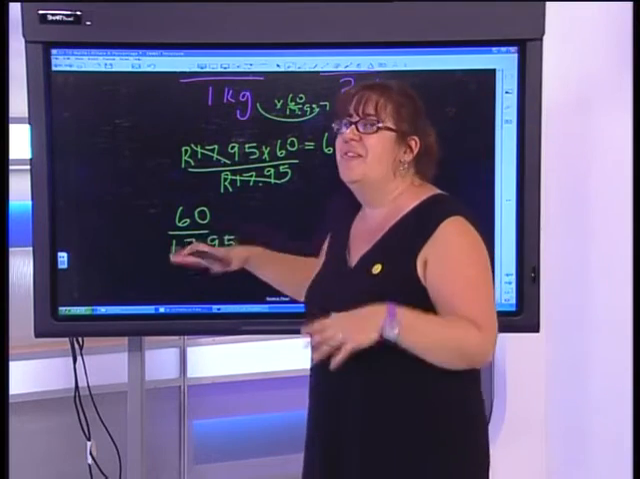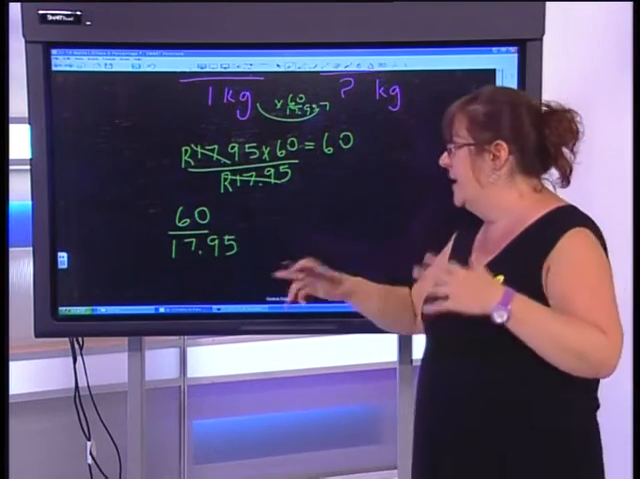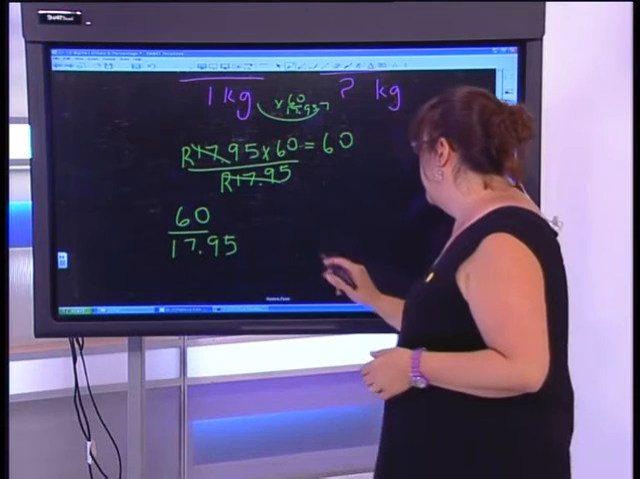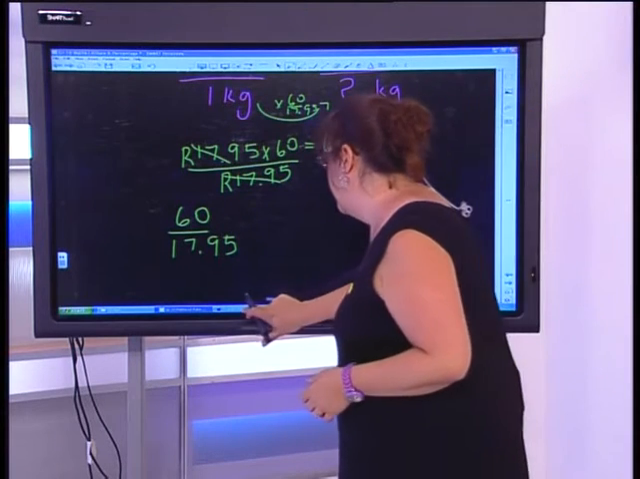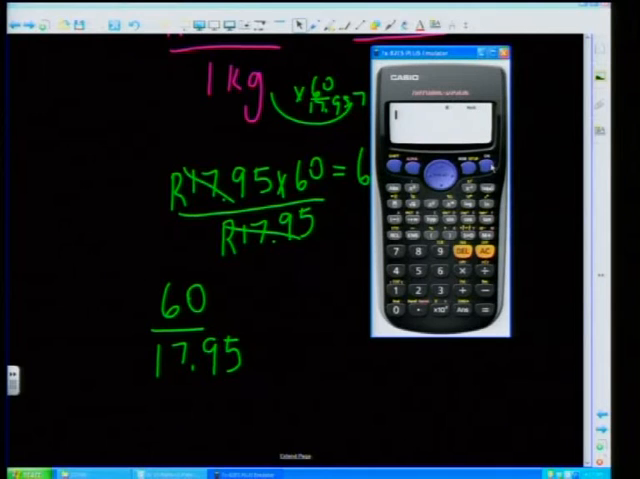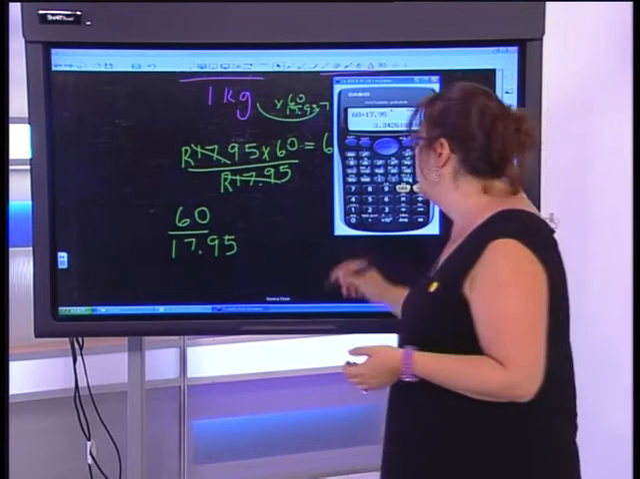So for now, the rands kind of just get in my way. So I'm going to calculate that 60 divided by 17.95. So let's do that calculation. I'm going to get the calculator up. Right, let's clear that. And 60 divided by 17.95. And I get an answer of 3,34. Again, we're going to round off.